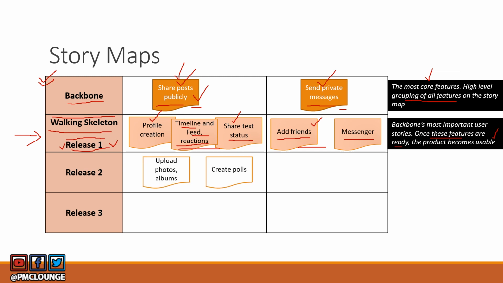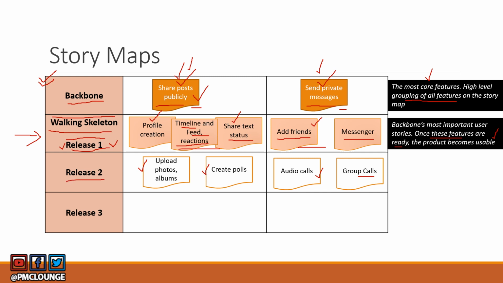Then you have release two. Release 2 is where you want your users to be able to upload photos and albums. You want your users to be able to create polls. This is under share posts publicly, of course. And when it comes to send private messages, you want users to be able to make audio calls. You want users to be able to make group calls. So these are the kind of features that you want your users to be able to use after release 2.